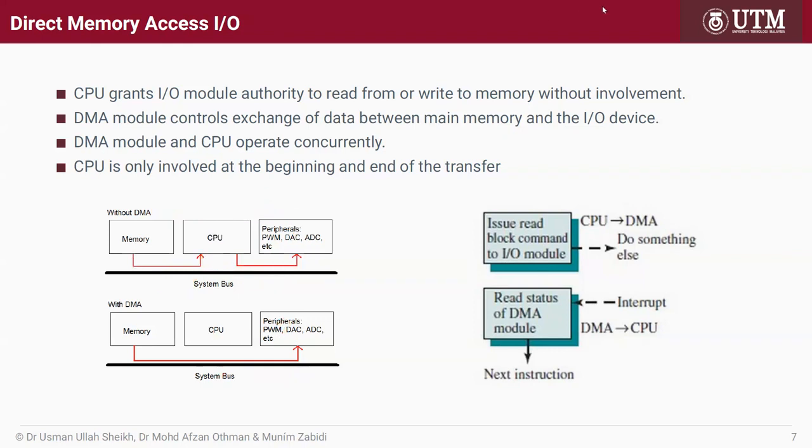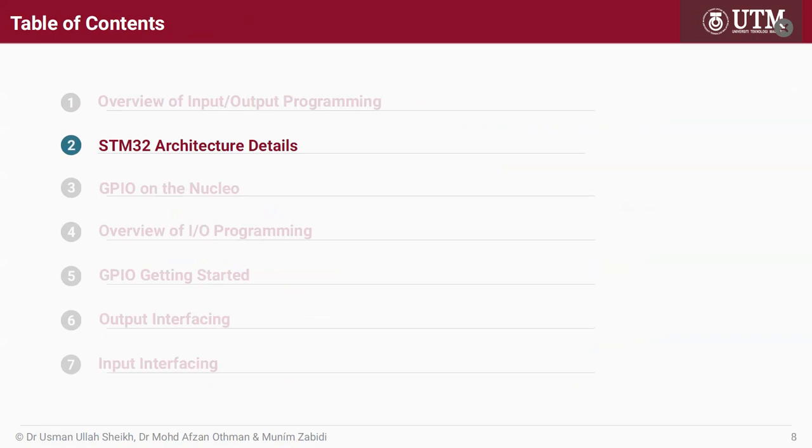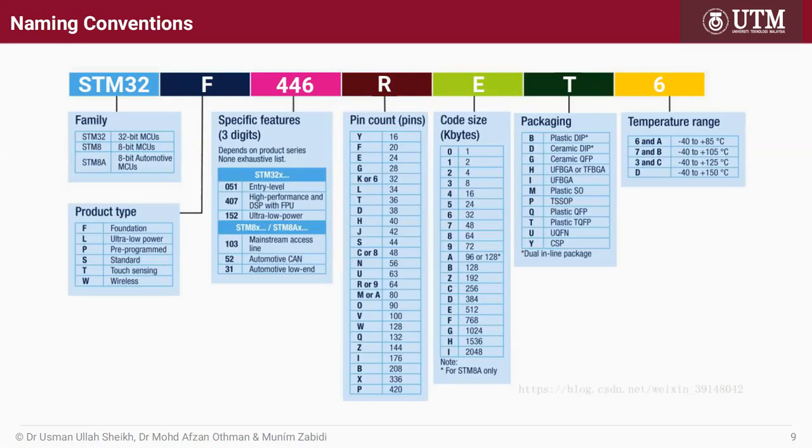All right, so that's the overview of input-output programming. And then we go to the next section, more details on the STM32 architecture. Okay, we have seen this before, but now there's some added details that are relevant for I/O. Just now, before that, we just studied in general, but now we go to the I/O relevant stuff.